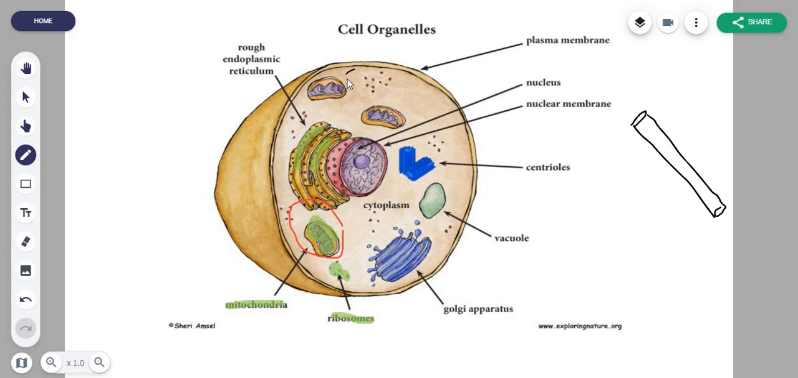It starts usually at the edge of the cell and goes all the way to the other edge of the cell, something like this. It's a cylinder, it's hollow, it's long, it's hard, and it's usually near the centriole, which is right here, and the nucleus, which is right here.